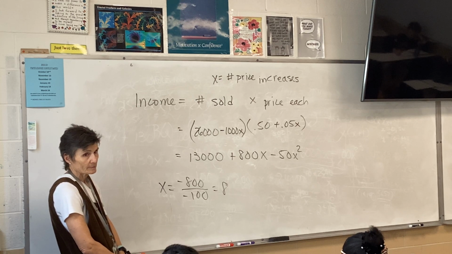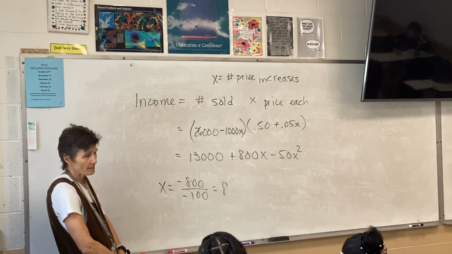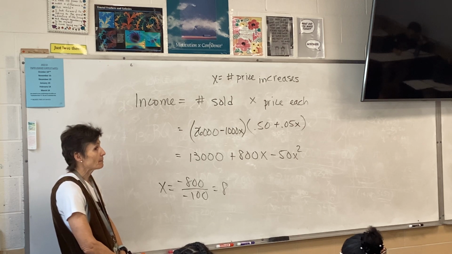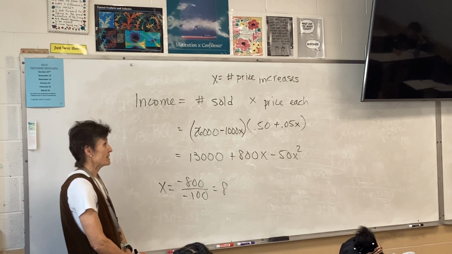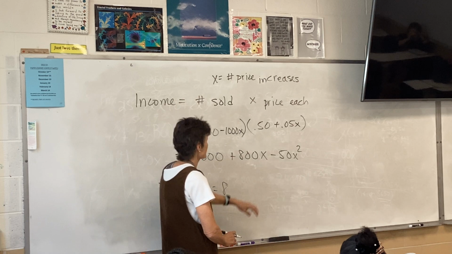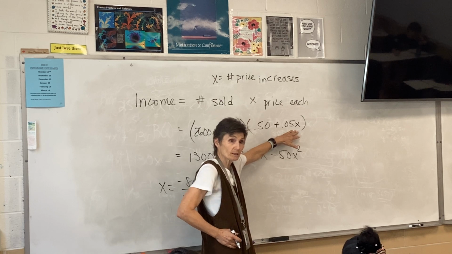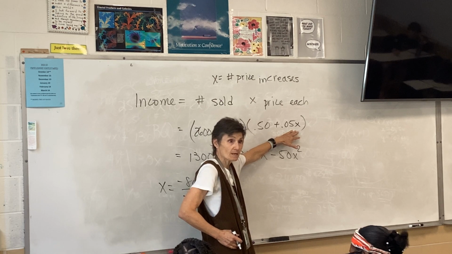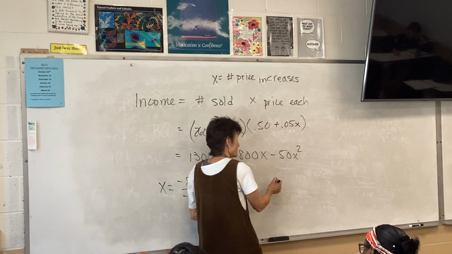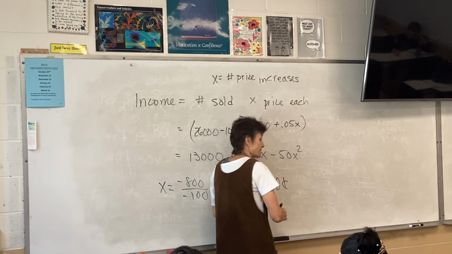What's that? 8? 8 price increases. And each price increase was worth 5 cents. So I'm increasing my price up 40 cents, which means I'm gonna charge 90 cents a can.